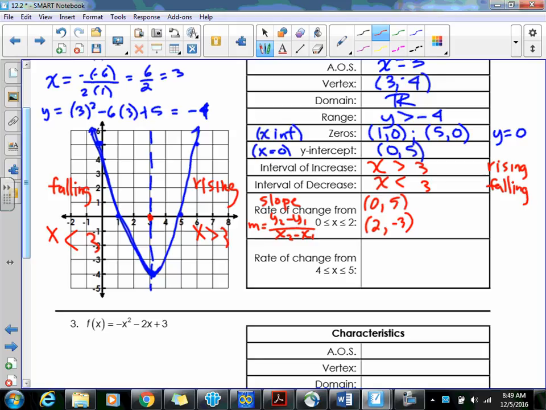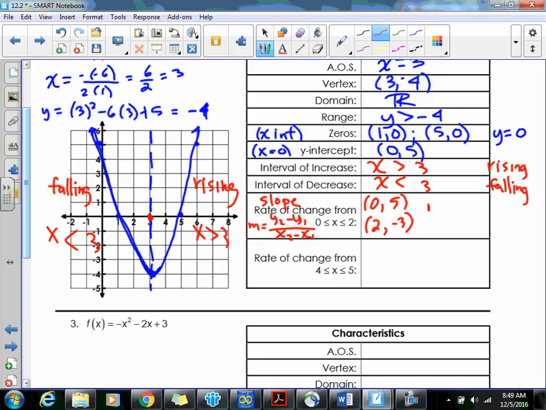So what do you think? Where did I get these numbers? We were given the 0 and the 2 right here. And then I looked for those corresponding y values in my table. So my first x is 0, my second x is 2. What y value goes with 0 according to the table? 5. And what y value goes with 2 according to the table? Negative 3. Now I put them in the formula.